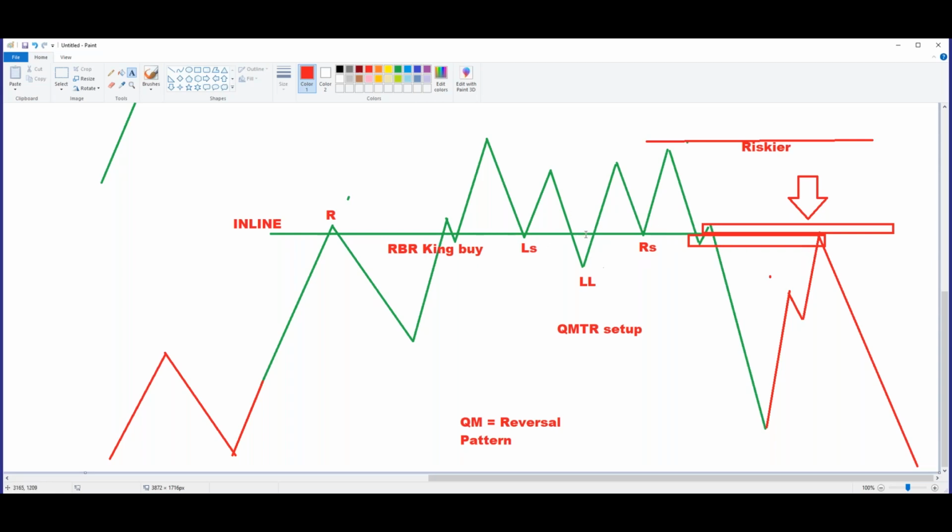So the QM setup is for continuation. I mean, price starts to continue in the smaller time frame to change direction from uptrend to downtrend, but you can see it only in the smaller time frame.